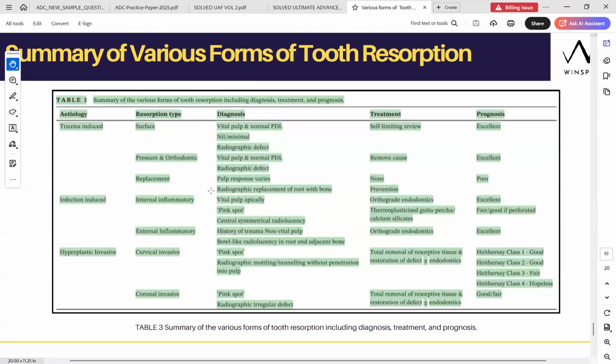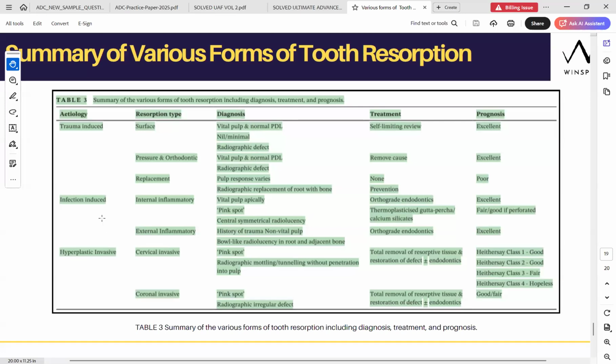Then comes your replacement resorption, which is associated with avulsion or other trauma. Internal and external, both kinds of replacements are seen. And usually no treatment is required. Prognosis is poor, especially when the ankylosis is affecting a growing jaw and infraocclusion can occur, then decoronation and all that management. That's clear as well.